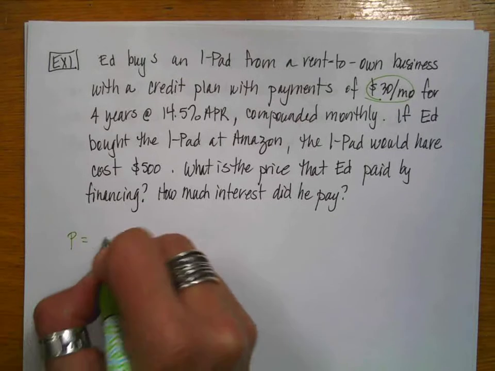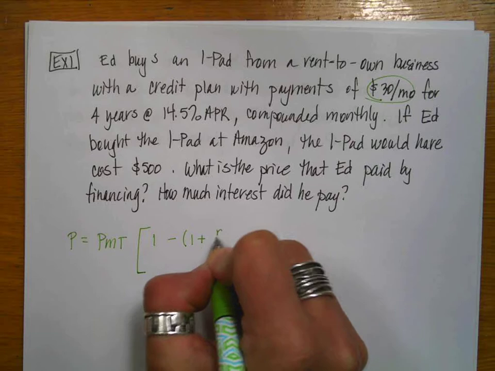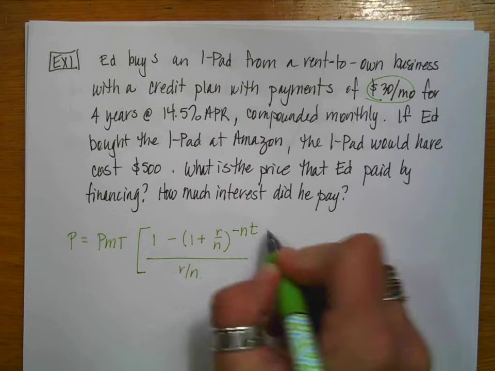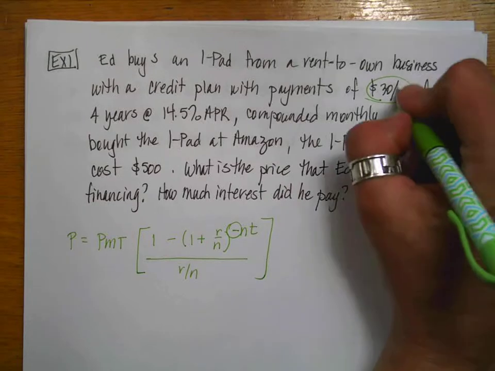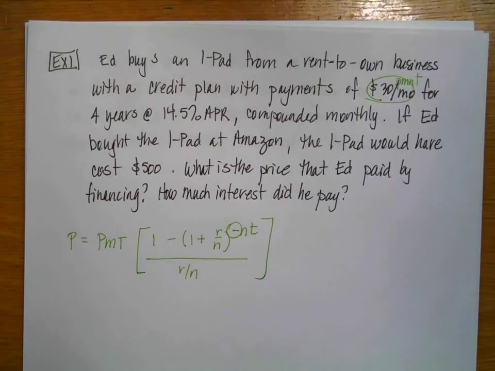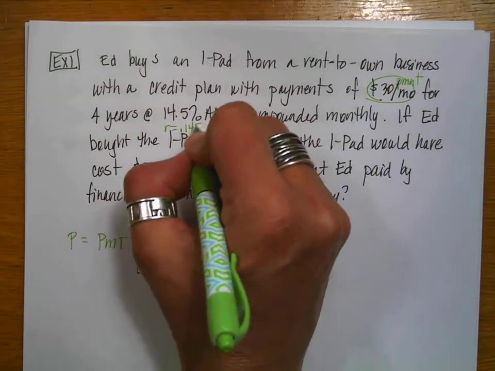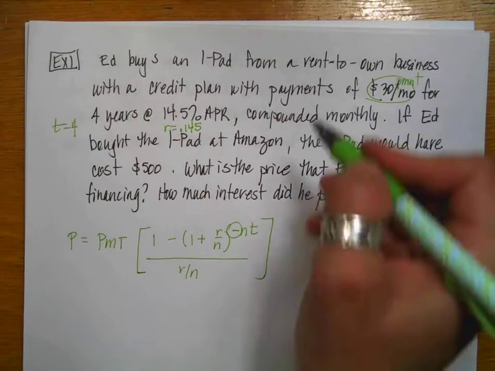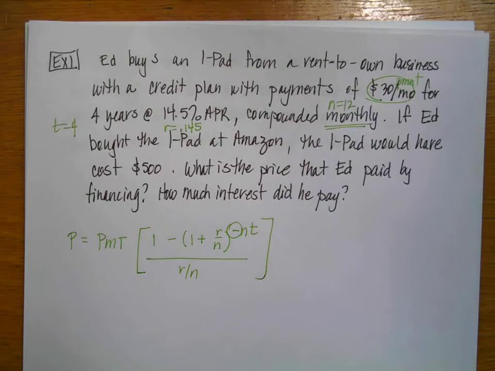So we're going to use our formula. P is equal to the payment, and then I'm going to have 1 minus (1 plus R divided by N) raised to the negative NT, and then it's going to be divided by R over N. You do have to pay attention to that negative right there. Don't forget it. And so then we're going to identify all of our variables. So this is my payment. My R, 14.5%, so R is going to be 0.145. My time is going to equal 4 years, and then I'm going to make payments on a monthly basis, so N is equal to 12.